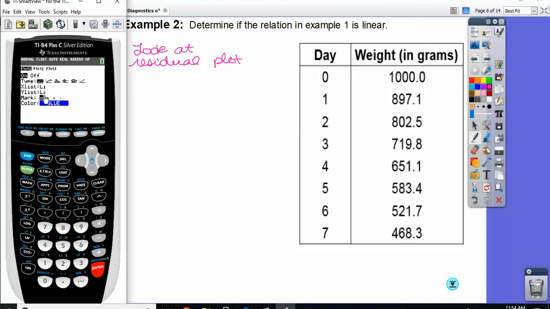Okay, we want a scatter plot. But this time, I want it to plot my residuals, not the actual y value. So if you go down to your y list, I need you to hit second stat. This gives us our options, and we want the number 7, the residual. Now we go to zoom number 9, and here's my residual plot.